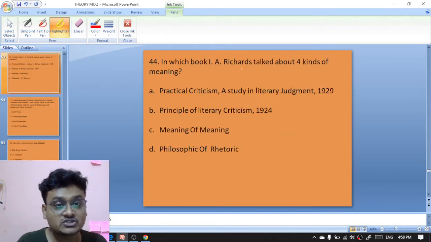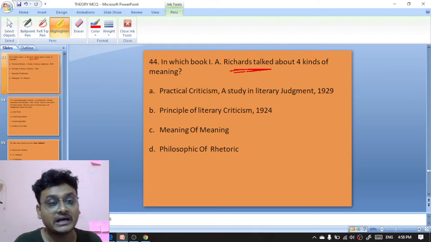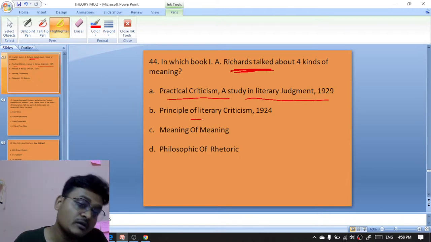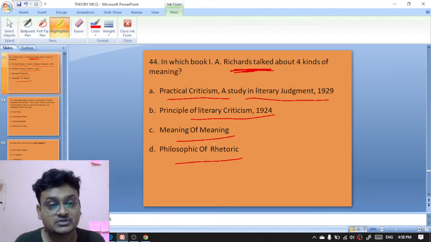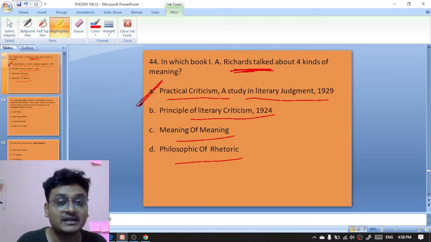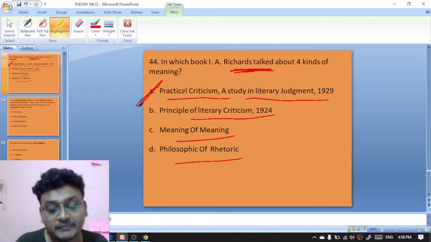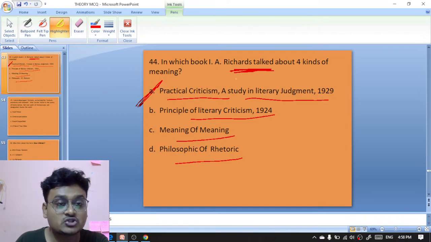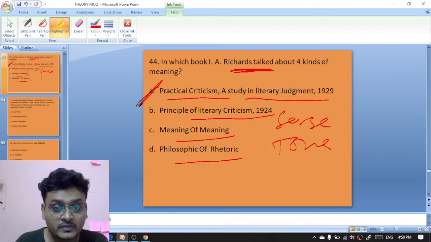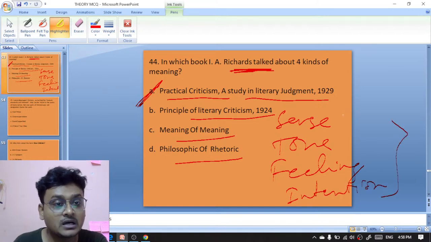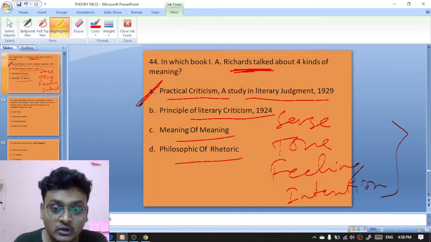In which book did I.A. Richards talk about four kinds of meaning? Practical Criticism: A Study in Literary Judgment, Principles of Literary Criticism, The Meaning of Meaning, The Philosophy of Rhetoric. So the right option here is Practical Criticism: A Study in Literary Judgment, published in 1929. The four kinds of meaning are sense, feeling, tone, and intention. Sense, tone, and feeling, these are three, and with intention these are four, okay? That is, four kinds of meaning: sense, feeling, tone, intention.